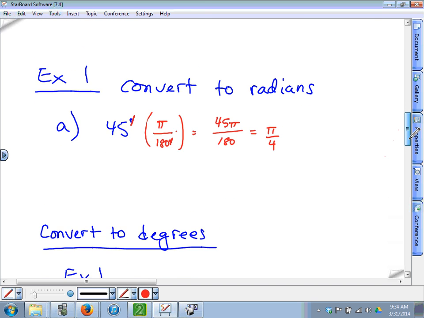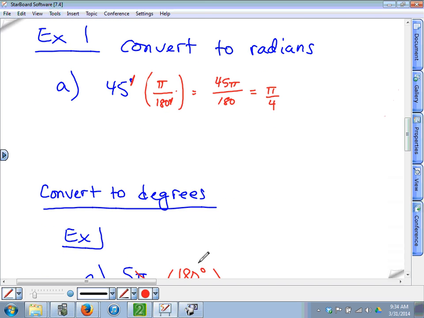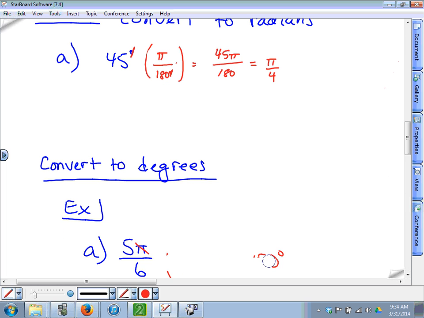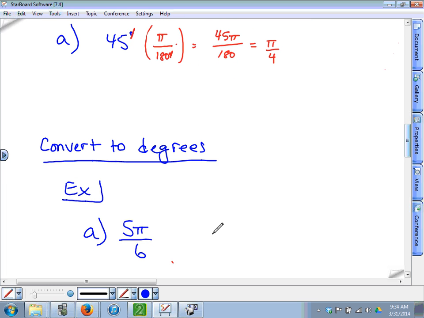Let's go the other way now. What if it's already in radians? You would put pi on the bottom. So what about something like 5 pi over 6? You would write parentheses pi over 180. It would be 180 over pi.